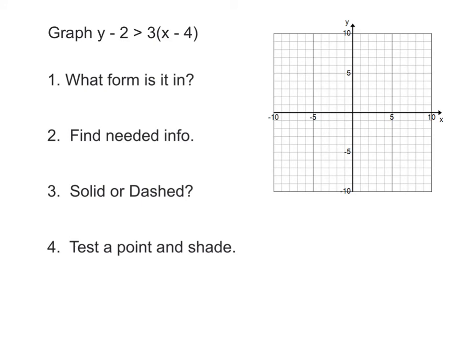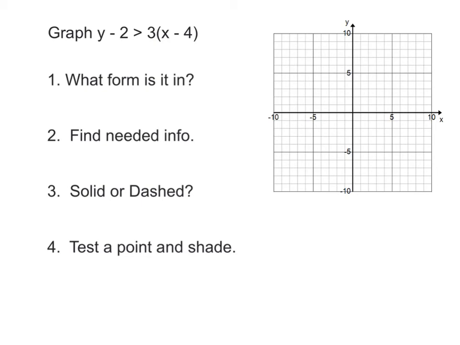Okay, so all that information in the previous few slides leads us to the main idea of this lesson. We need to graph this linear inequality. All right, here are some steps we're going to use in general. We need to figure out what form it's in, then figure out the information we need to graph the line. Make sure that you choose solid or dashed for your line, and then we need to test a point and shade our solution. So first of all, what form is this in?